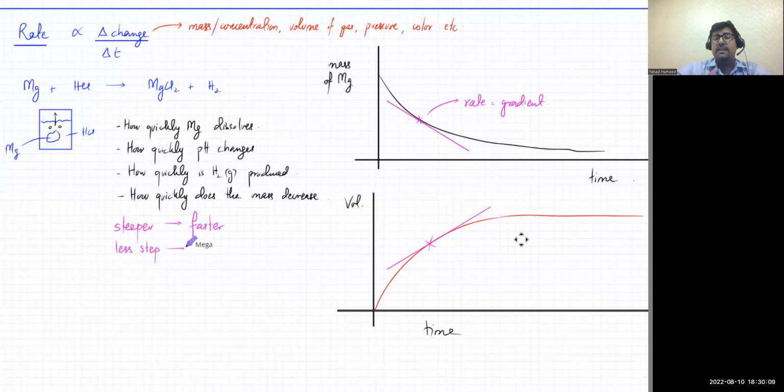And it doesn't matter whether the gradient is going up or going down, whether the change is decreasing or increasing. Both of them represent the same reaction. So the direction of the gradient is not important, whether the gradient is negative or positive. You can have increasing change, you can have decreasing change. It's the steepness that's important. So less steep means slower. So is this part clear?